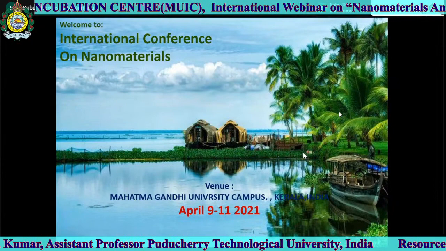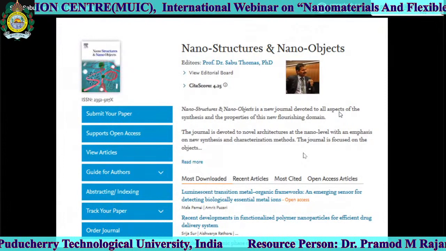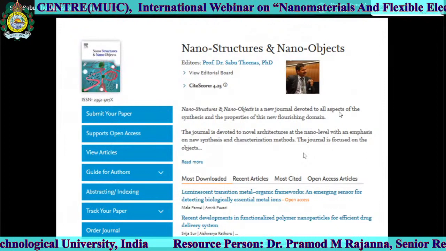And I'm the editor of Nanostructures and Nanoobjects. The current impact score of the journal is 5.6. So I want to build an impact of 10. So those who do good work in nanostructures and nanomaterials, please submit your article to the journal. This is a traditional journal of Elsevier, no page charges.